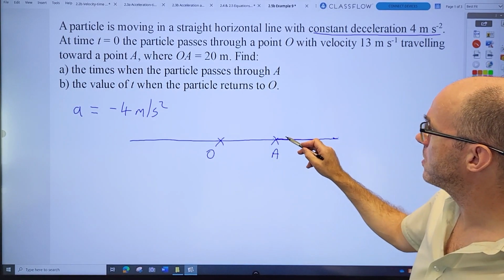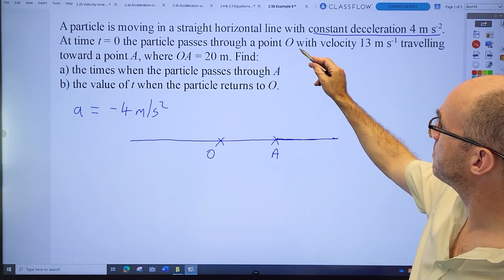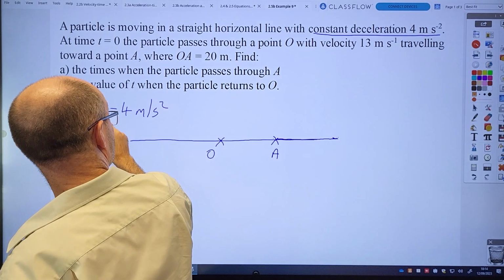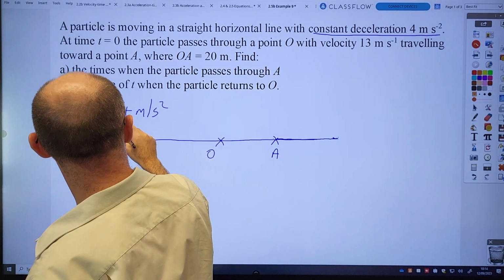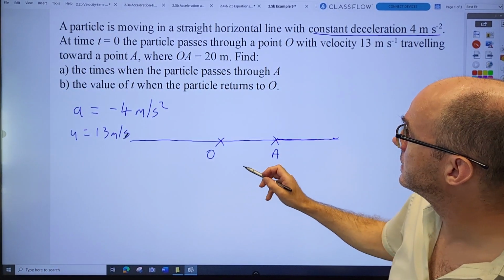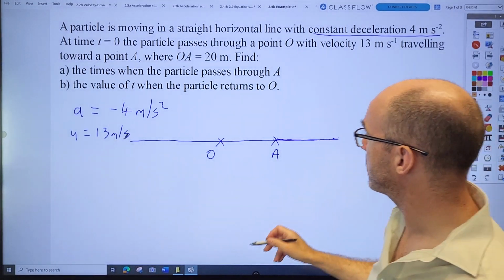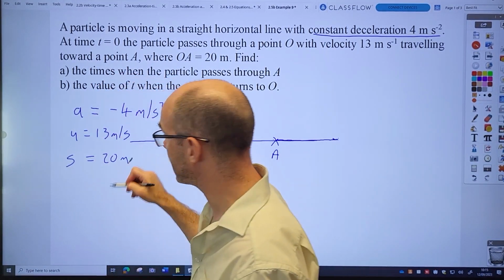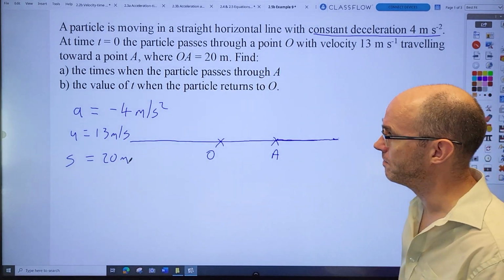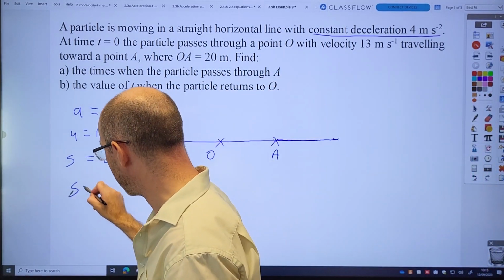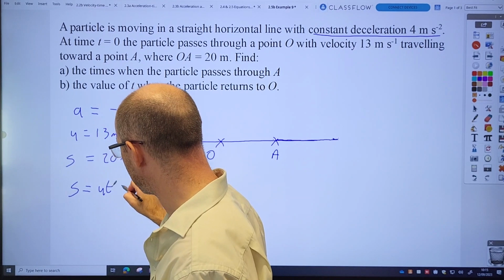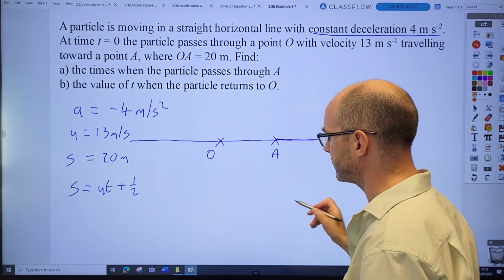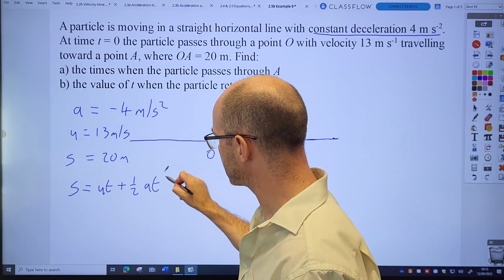Find the times when the particle passes through A. So it passes through the origin at a velocity of 13 meters per second, and we're told that the displacement is 20 meters. That's enough information to be able to work out the time. We're going to have to use S equals ut plus half AT squared, so give no other information. I'm hoping that's straightforward for you.